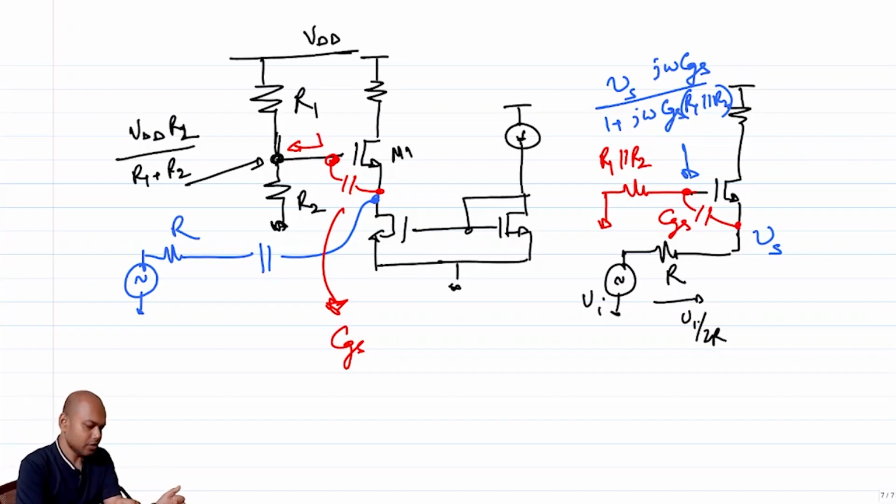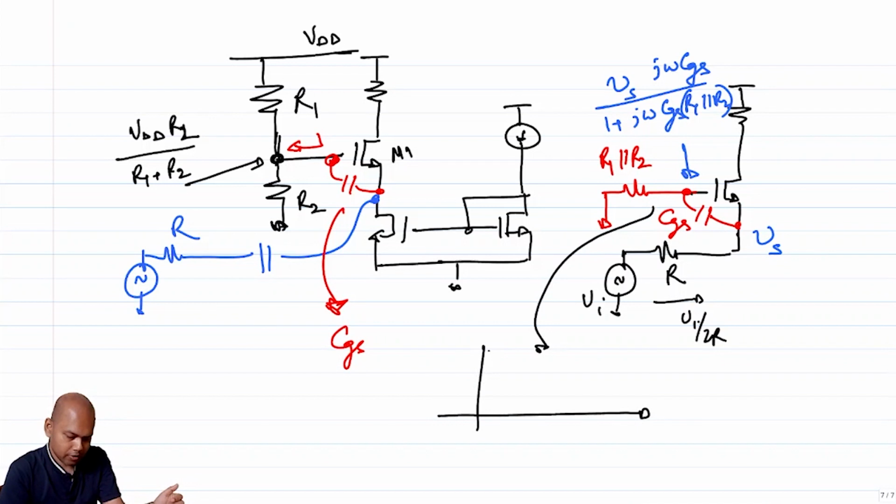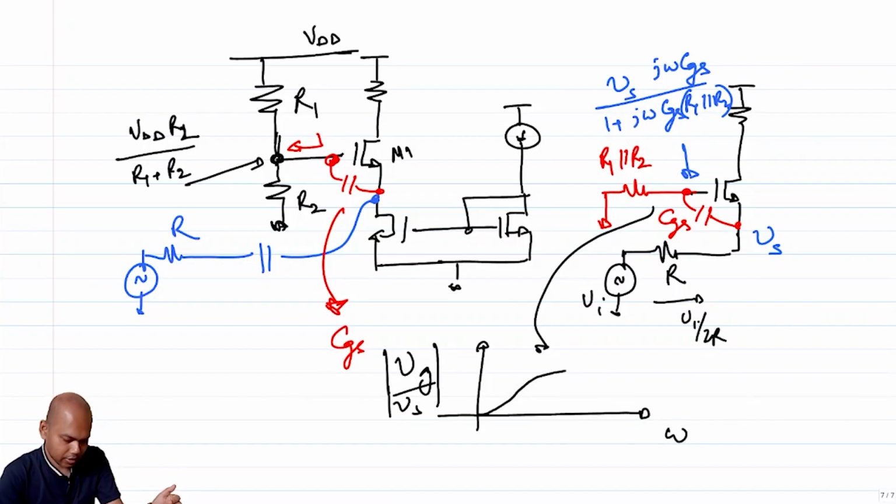So if you do this, what's going to happen? If I plot this with respect to frequency, with respect to omega, mod of Vg over Vs, I'm going to see something like this, and this will go to 1 at high frequency.